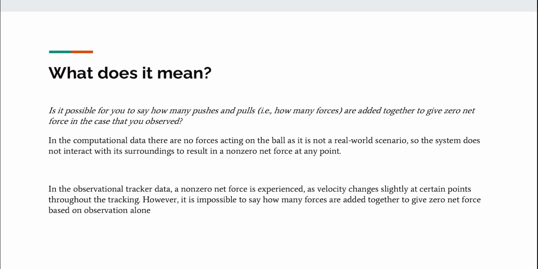Moving on to the what does it mean question. In the observational tracker data, a non-zero net force is experienced, as velocity changes slightly at certain points throughout the tracking. However, it is impossible to say how many forces are added together to give zero net force based on observation alone. The baseball collides with many air particles along its path that contribute to resistive forces, making it impossible to sum the total number of forces acting on the ball.